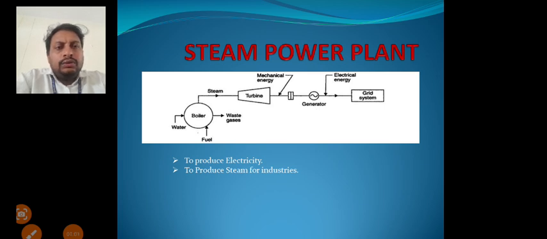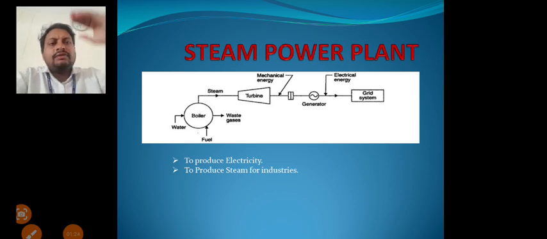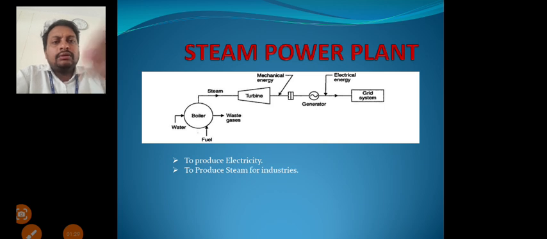So we need to give the intake of the coal. In the boiler, coal burning takes place. With the heat, the water will be converted into steam. So the boiler is also called the steam generator. Then these hot flue gases will pass through the boiler drum. This water will absorb that heat energy and be converted into steam.